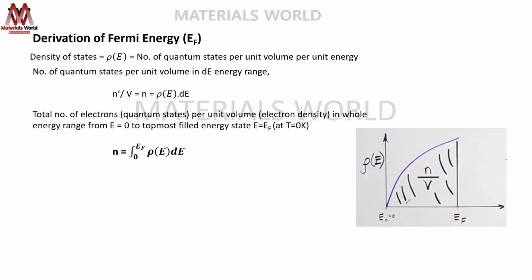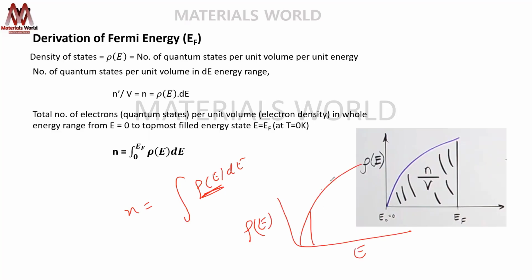This graph is for 3D, E to the power half. This area under the curve is known as the number of electrons. This is mathematics, okay? If you write n equals the integration of rho of E dE, that means if you plot rho of E with E, the area under the curve is, this is Y and this you can take as a dx. A small strip, you can take it as a dx, right? So if you integrate Y into dx, you'll get the area under the curve. So it's the same thing.